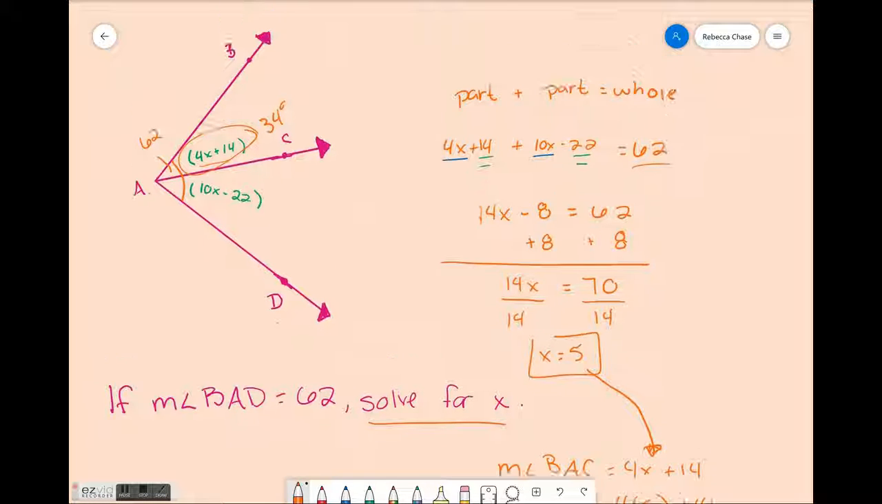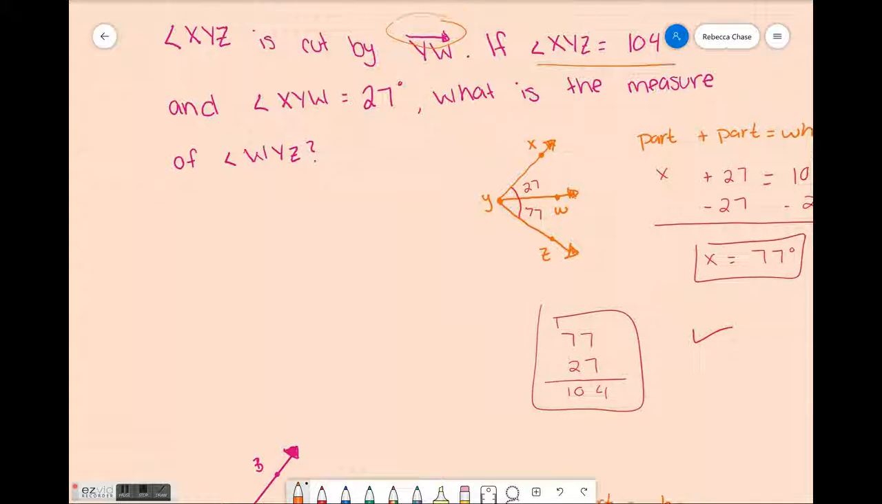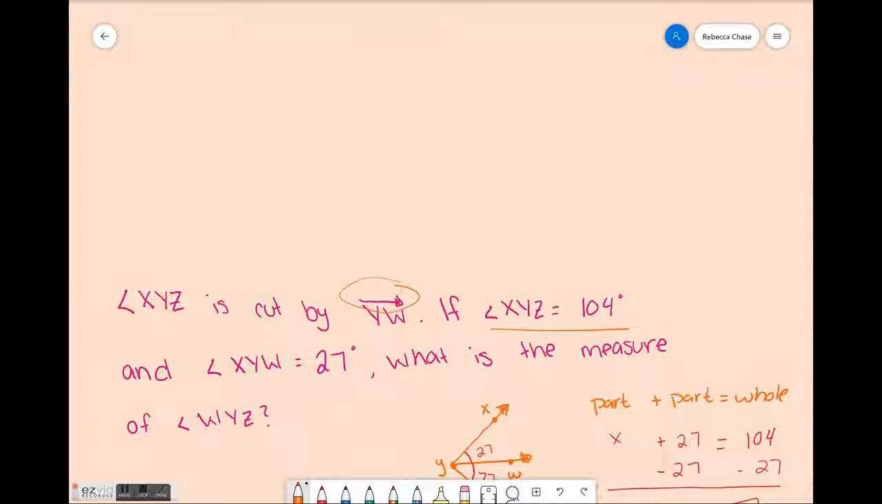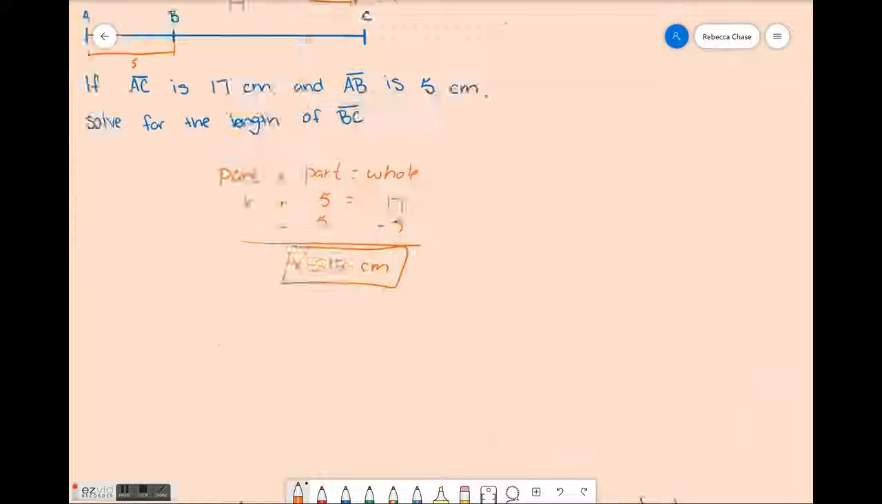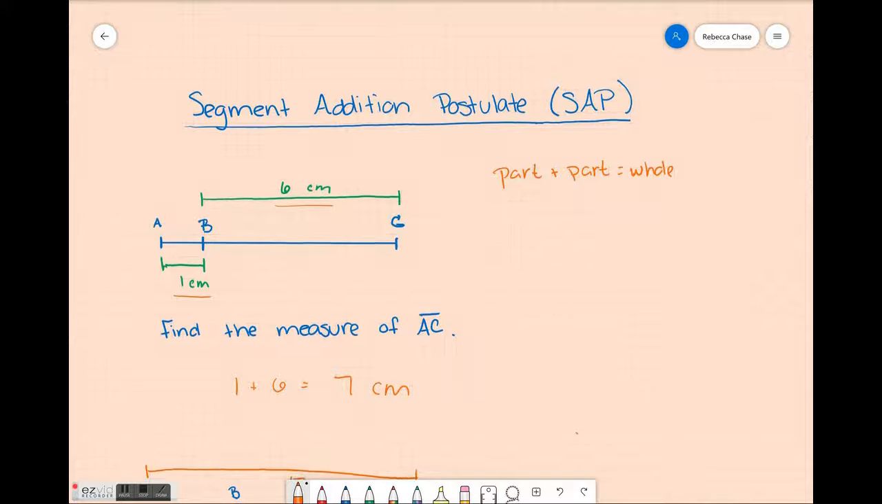Again, I know it seems super simple, probably seems kind of stupid. Eventually once we get into proofs, you will need to know what the names of those are. So you will need to know angle addition postulate. You will need to know segment addition postulate. If you abbreviate them, I'm perfectly okay with that. That's why I wrote it there.